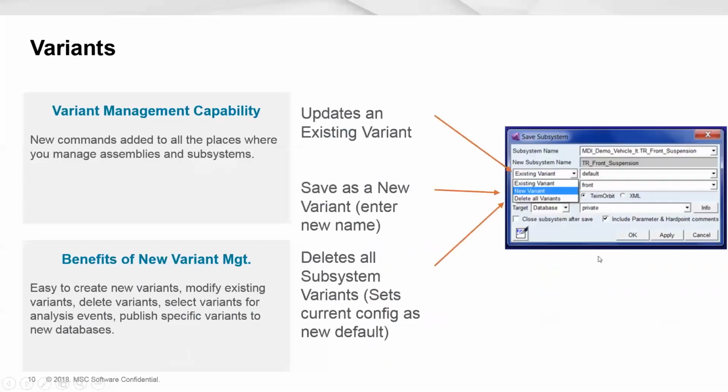Or you might, when you go, for example, to save a subsystem, now see a new drop-down that would allow you to update an existing variant or save that variant as a new variant with a new name after you had possibly made some modifications. Or you could delete all the variants and just keep the default and set whatever the currently loaded subsystem variant is to the new default.